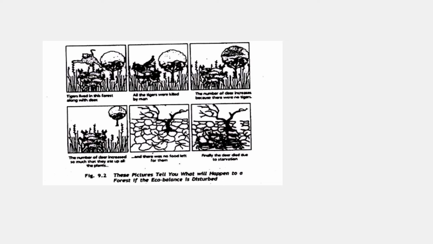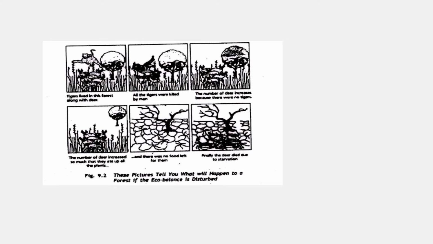Bottom left. The number of deer increased so much that they ate up all the plants, and there was no food left for them. Then last diagram, finally the deer died due to starvation.